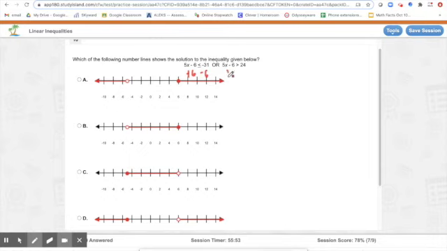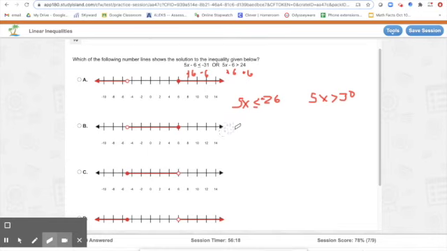for each inequality is going to leave me with 5x is less than or equal to negative 25. And 5x is greater than 30. That's not negative 26, I apologize. Negative 25.